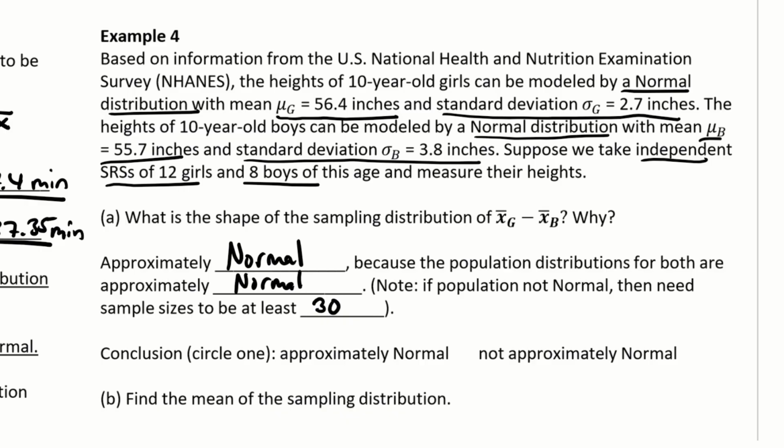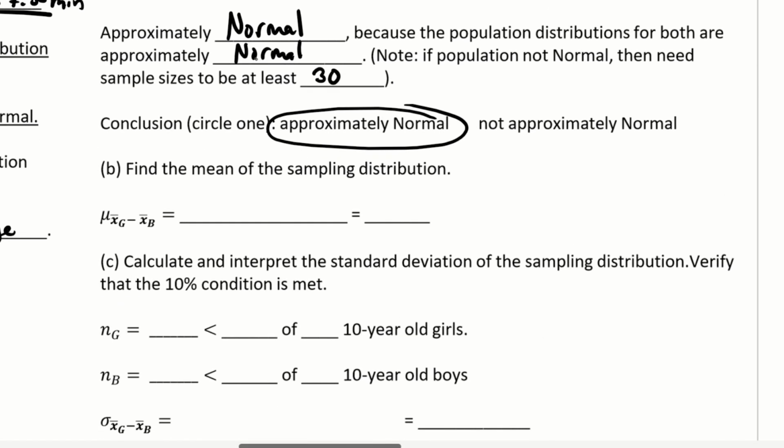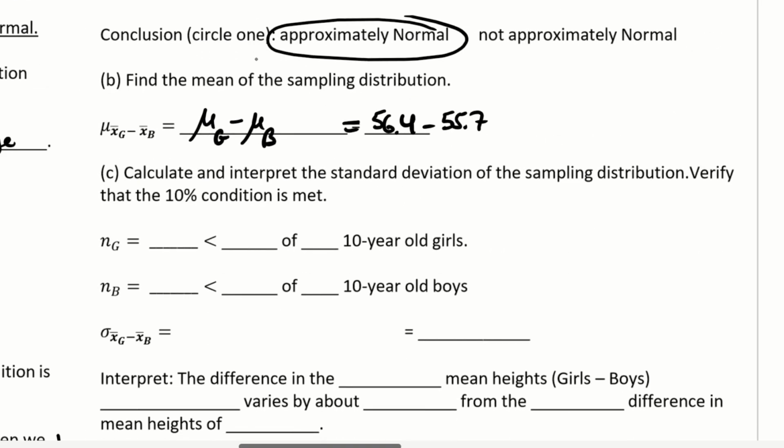All right, so let's get to our conclusion. It's approximately normal, and let's find the mean of the distribution. The mean of x bar g minus x bar b is just going to be mu g minus mu b. So that's going to be 56.4 minus 55.7. Remember that they gave us those mu's in the problem, 56.4 and 55.7. So subtract those, you get 0.7. And that's the mean.